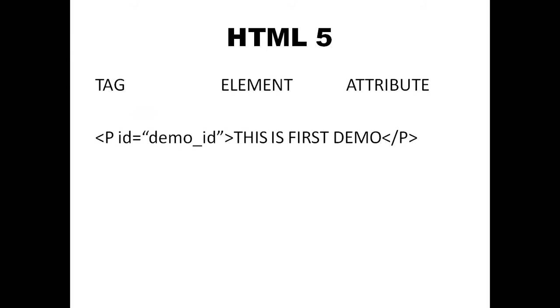Now if we have to write code in a text editor, the code looks like this. That is the p, which is a tag, and the p includes some information, that is, this is the first demo element. The p tag has an attribute, that is id equals demo id. If we have to add any extra styles, then we use the ID there, and this is the start and end tag.